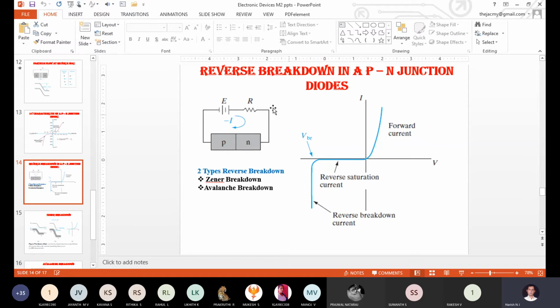It will happen under the reverse bias condition of a PN junction diode. The first type of breakdown is called the Zener breakdown mechanism. The second type of breakdown is called the avalanche breakdown mechanism. Zener breakdown mechanism, and the second one is the avalanche breakdown mechanism.